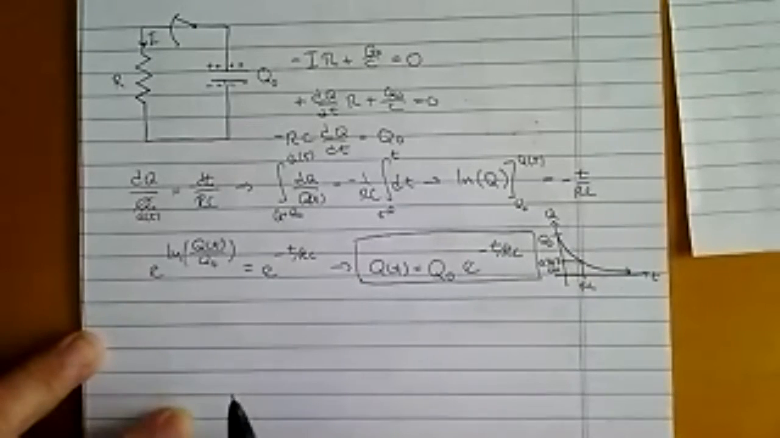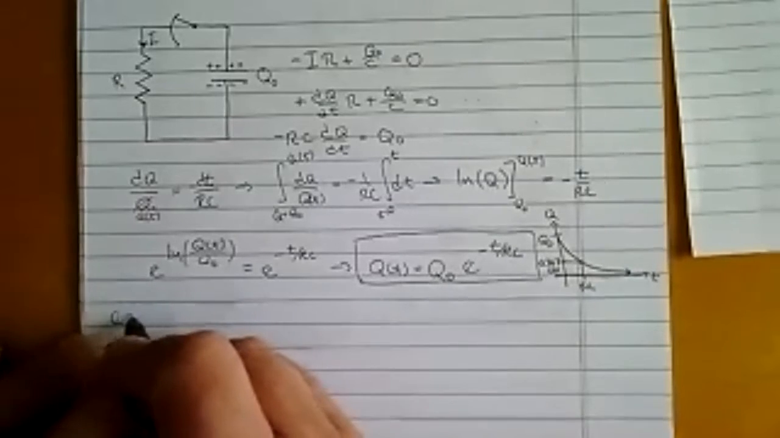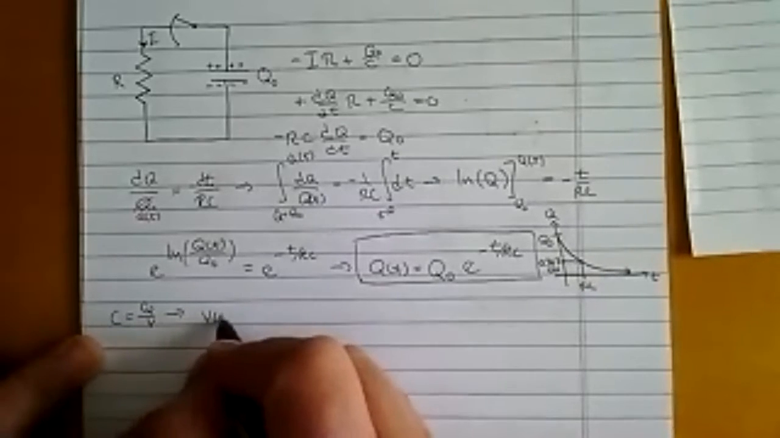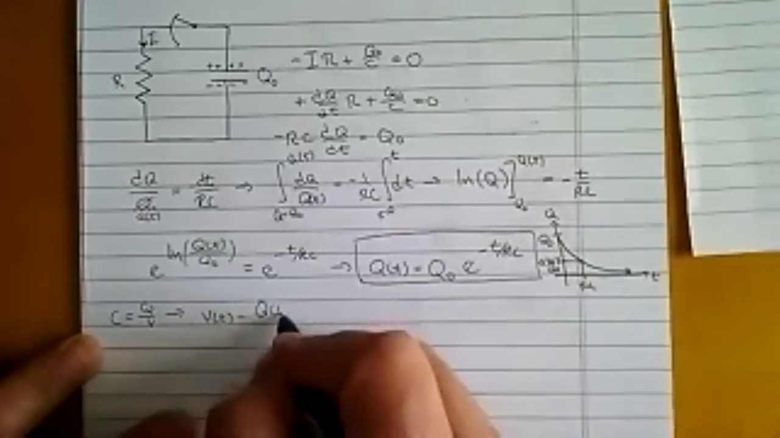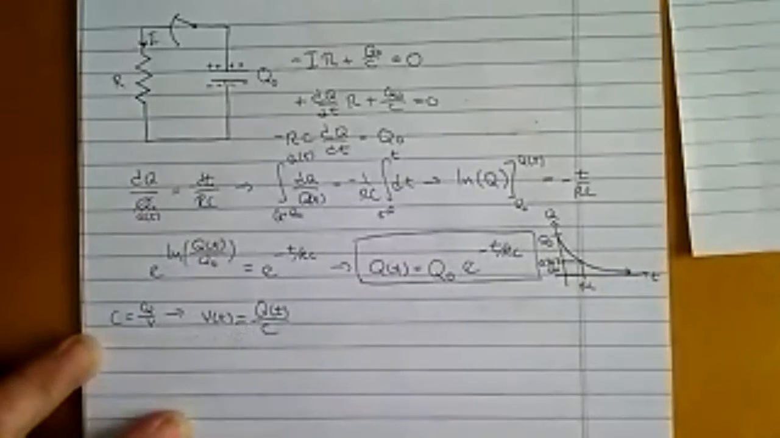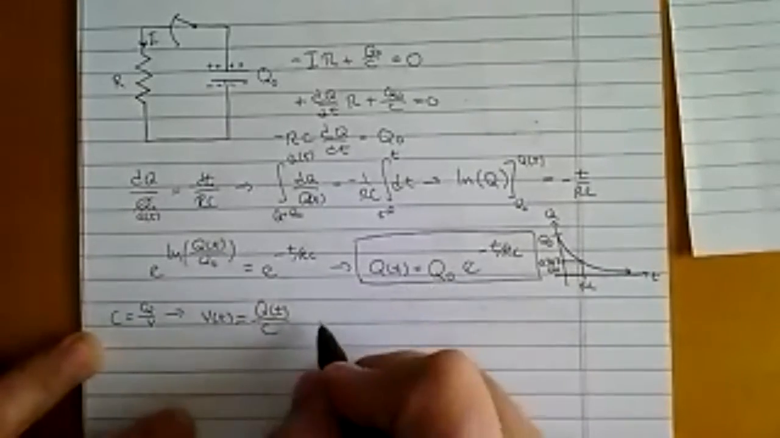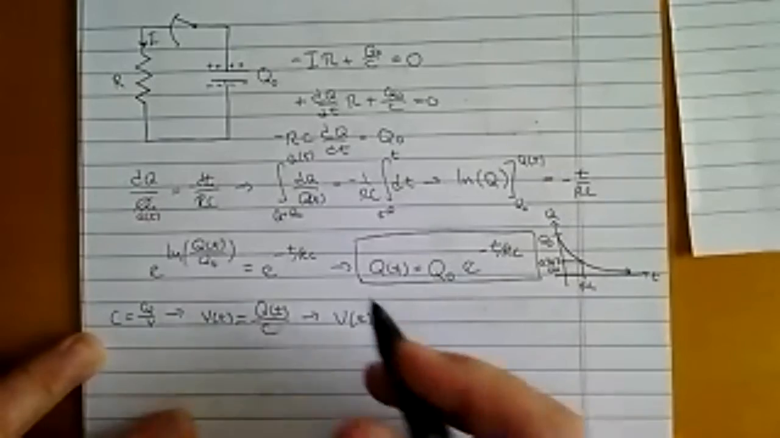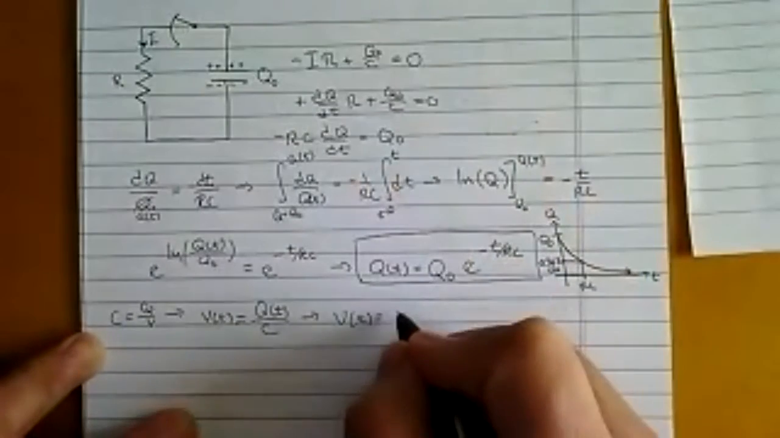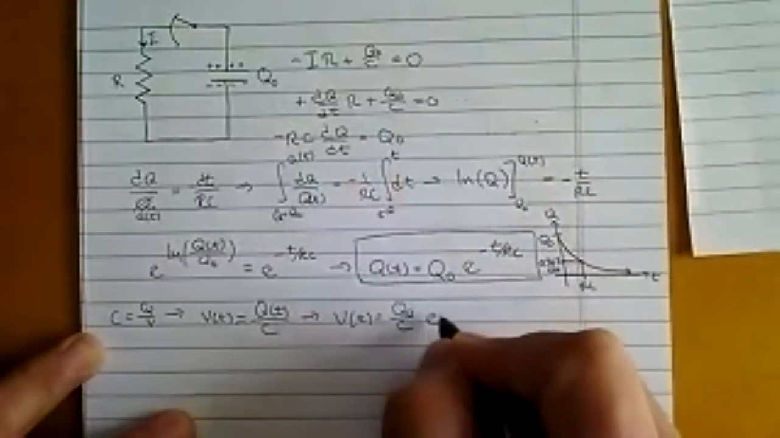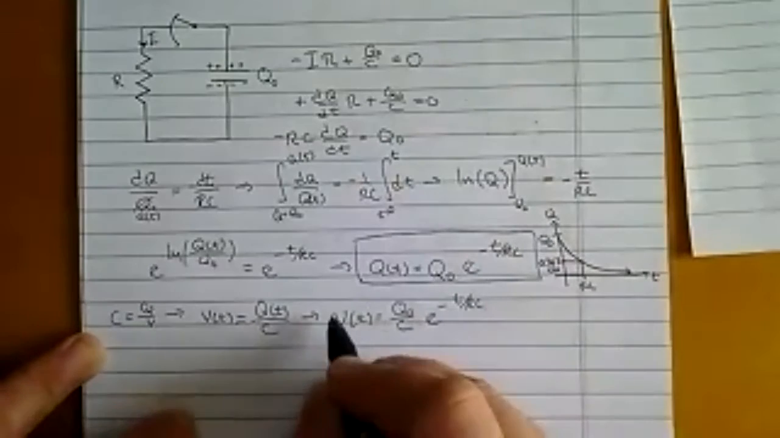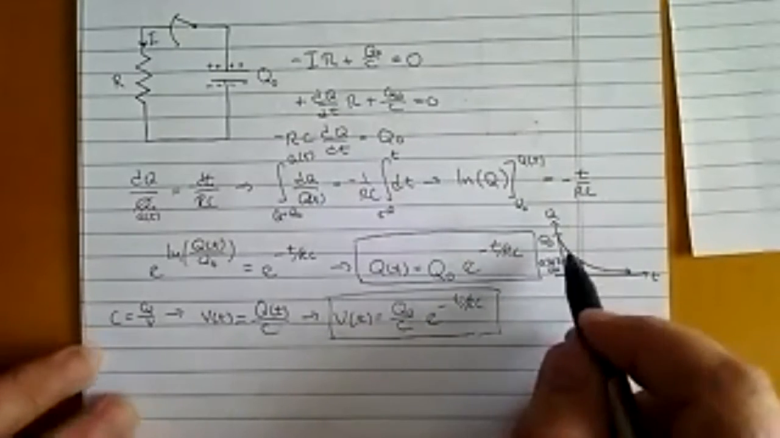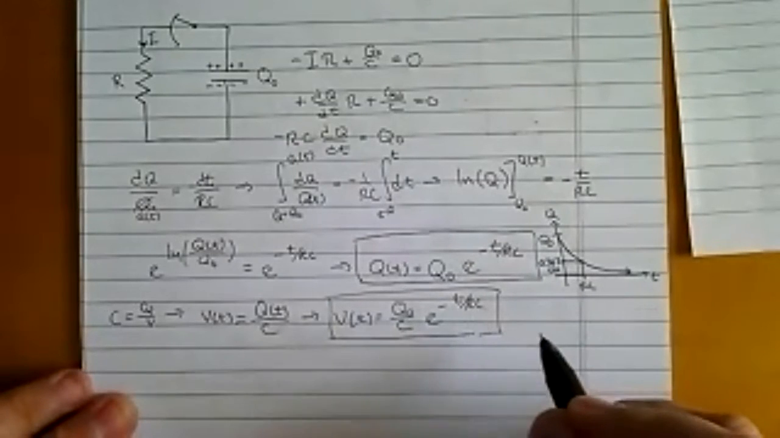We can also recall that C equals Q over V, which implies that V of t would just equal Q of t over C. So if I take and divide this by C, I get V of t. That's voltage as a function of time. That could be the voltage across the capacitor, for instance, is equal to Q0 over C times e to the negative t over RC. So again, the voltage behaves the same way as the charge. It's actually going to decay and will reduce by 36.7% after one time constant RC.